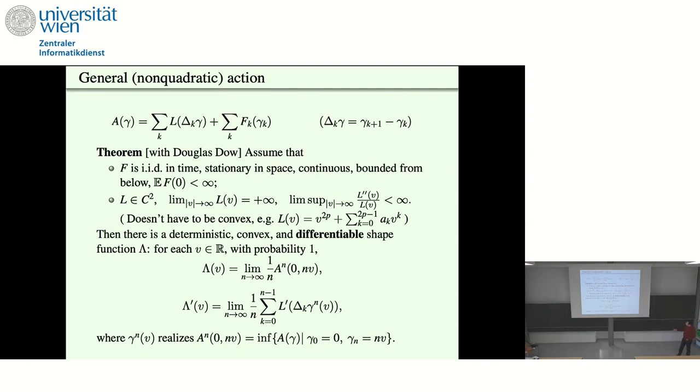So in this formula, what is this? Gamma is the optimal path that travels from zero at time zero to nv at time n. Interestingly, there is no f in this formula. It sort of factors out, and that's the result of stationarity.